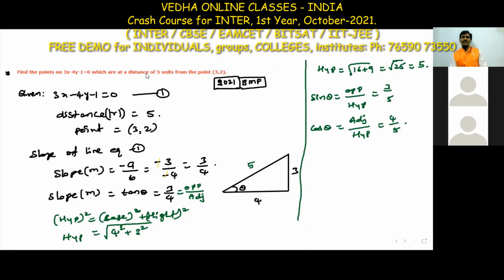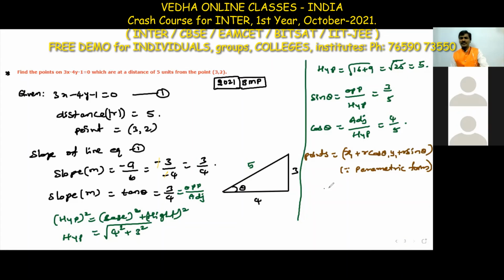So we have the formula, the parametric form, for finding the points. The points are x1 plus r cos theta, comma, y1 plus r sin theta. This is called the parametric form. The same form we use again in Maths 2B also. So I am using this formula now.